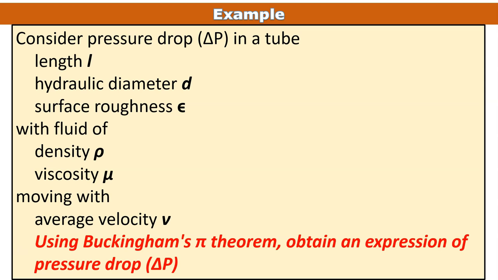So now these are the parameters. We are considering pressure drop in a tube, which depends on length, hydraulic diameter, surface roughness, fluid density, viscosity, and the average velocity. So these are the parameters. Now we have to find an expression for delta P, that is the pressure drop, using the Buckingham pi theorem. So now we go step by step.